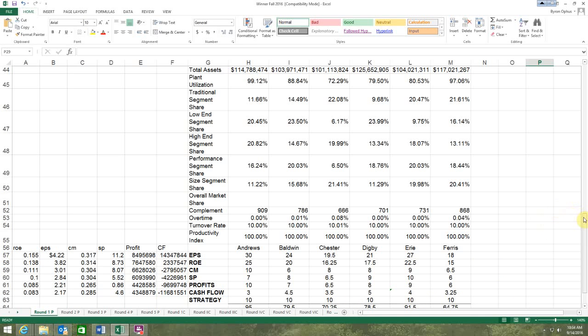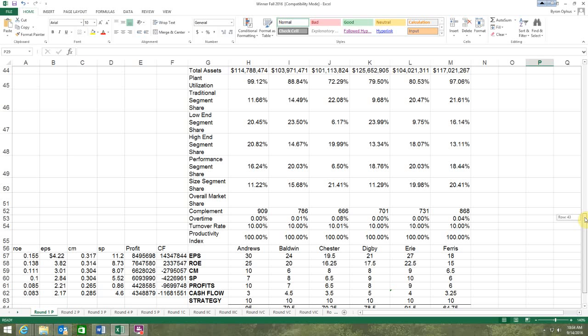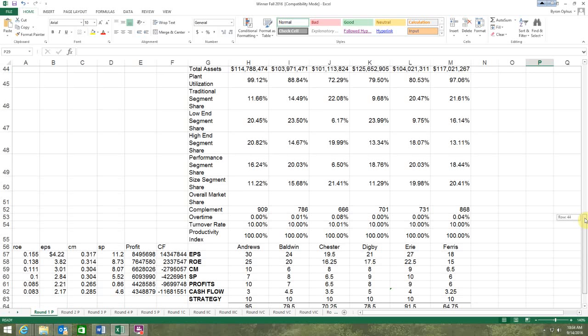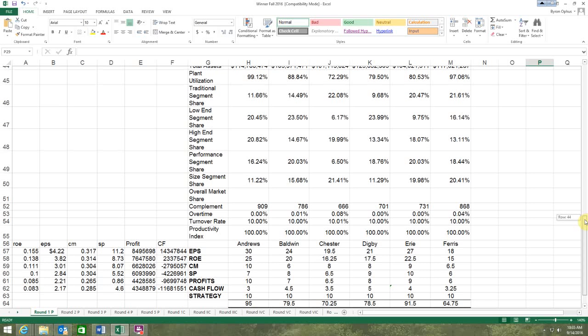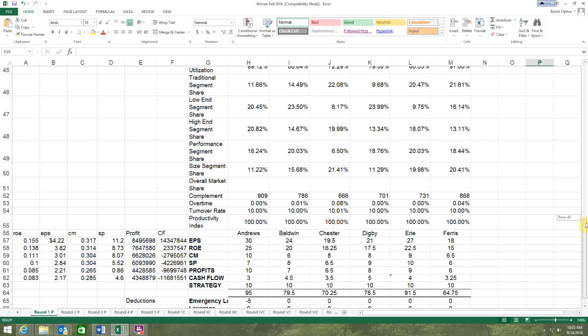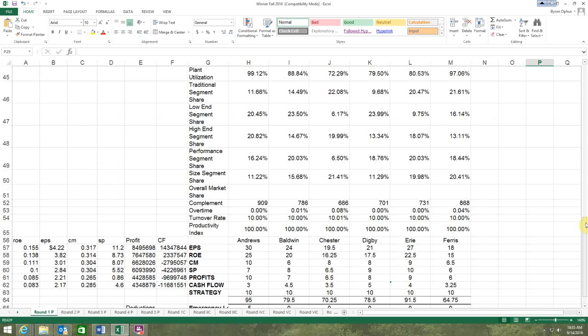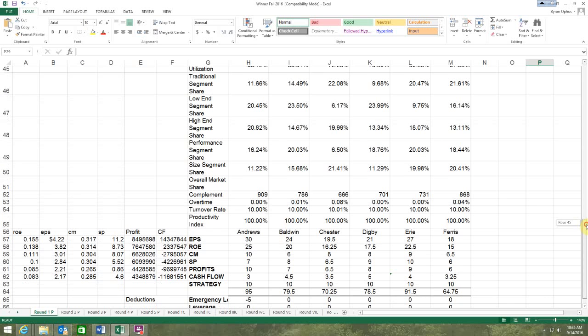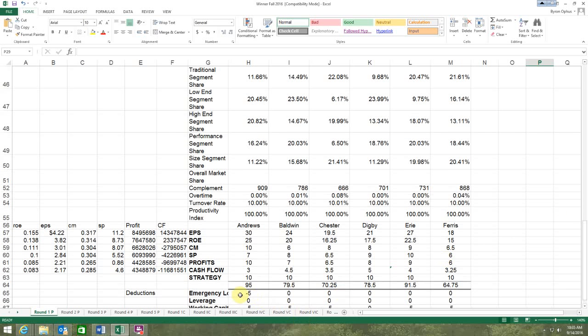So, what do we have here? Well, first we have a subtotal. In that subtotal, Andrews is ahead 95 to Erie's 91.5. But, always got to be a but. I discount for emergency loans. Any team that had an emergency loan that exceeded $5 million. Chester had an emergency loan also, but theirs was minimal.